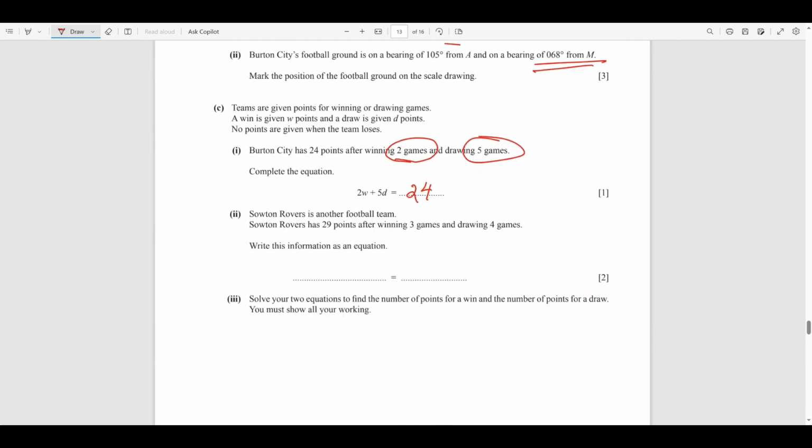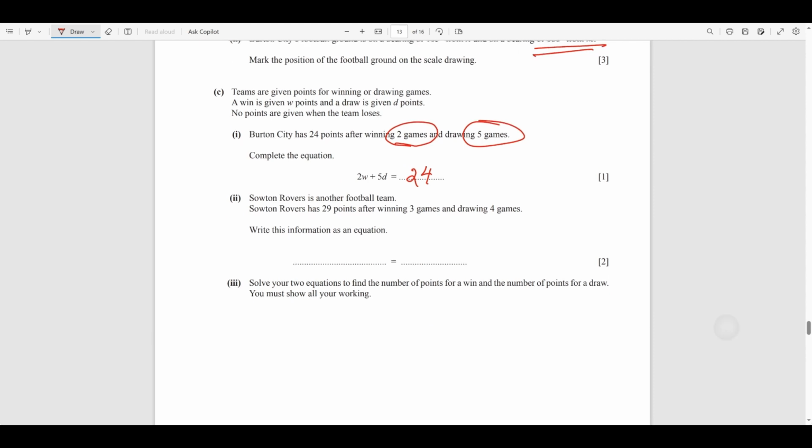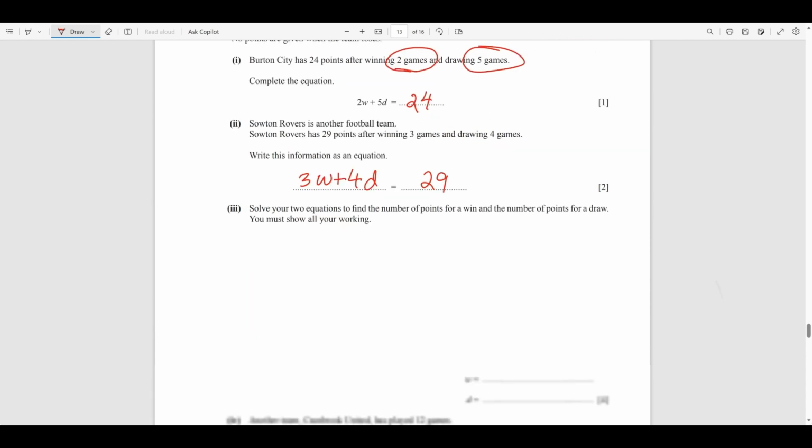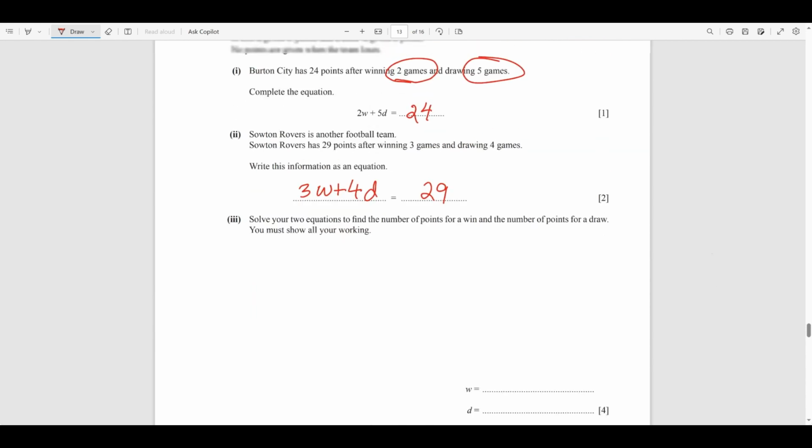Part 2. Now, I don't know how to pronounce this. Southern Rovers is another football team. Southern Rovers have 29 points after winning 3 games and drawing 4 games. That means 3W plus 4D is equal to their total points, which is 29. Solve the 2 equations to find the number of points for a win. Okay, so this is simultaneous equations. 2W plus 5D is equal to 24, and 3W plus 4D is equal to 29.